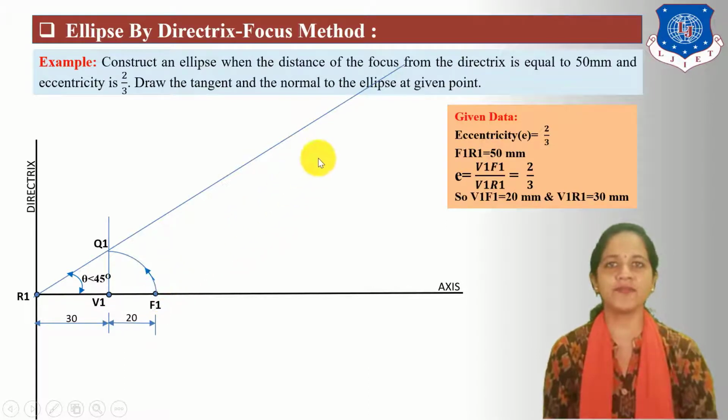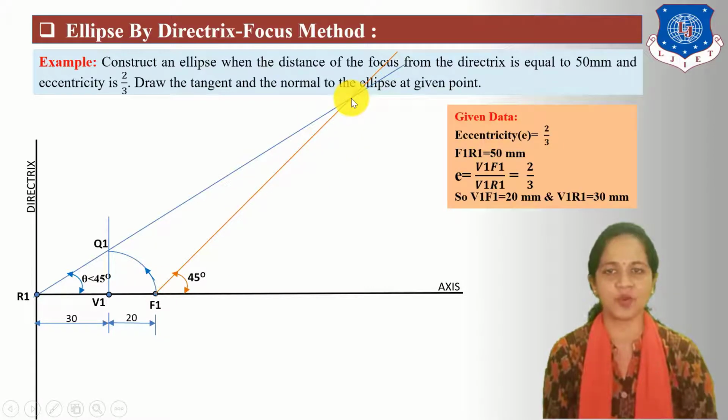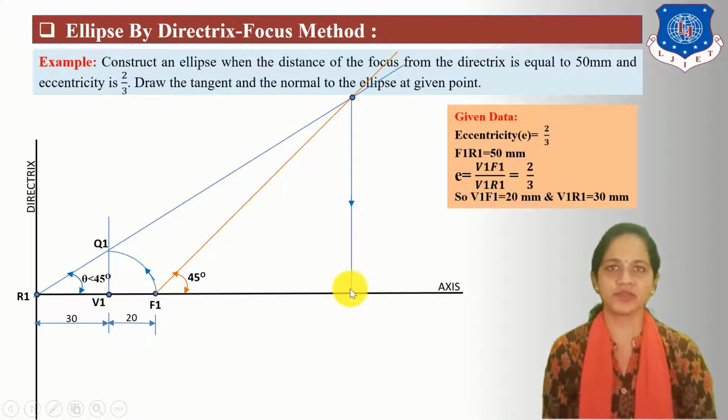Next draw a 45 degree angle line from the F1 point, which intersects at one point on this theta degree angle line. From this intersecting point, draw a downward straight line up to the axis. This point indicates the V2 vertex point.